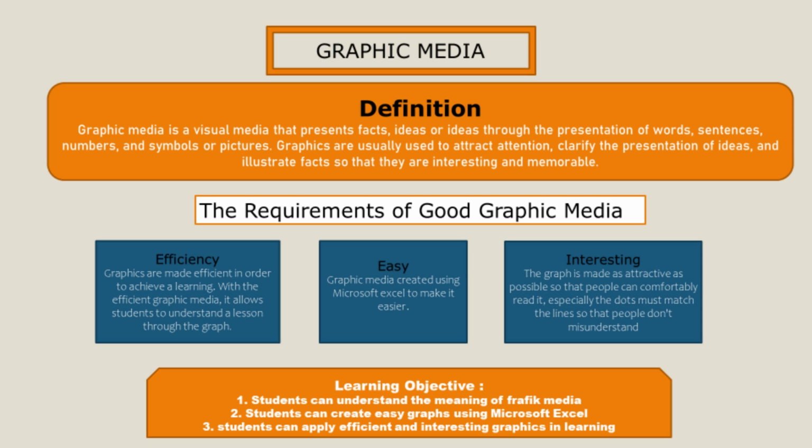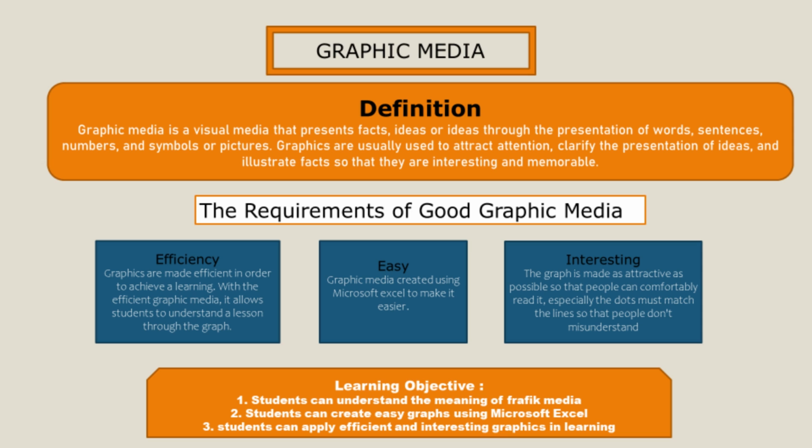Definition of graphic media. Graphic media is a visual media that presents facts, ideas, or ideas through the presentation of words, sentences, numbers, symbols, or pictures. Graphics are usually used to attract attention, clarify the presentation of ideas, and illustrate facts so that they are interesting and memorable. The requirements of good graphic media.